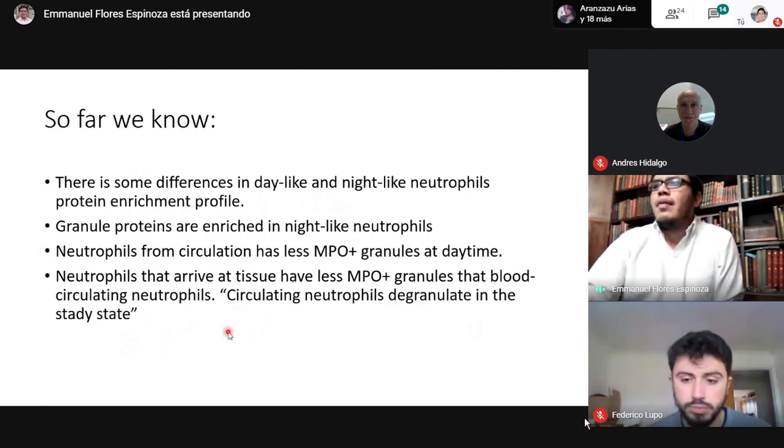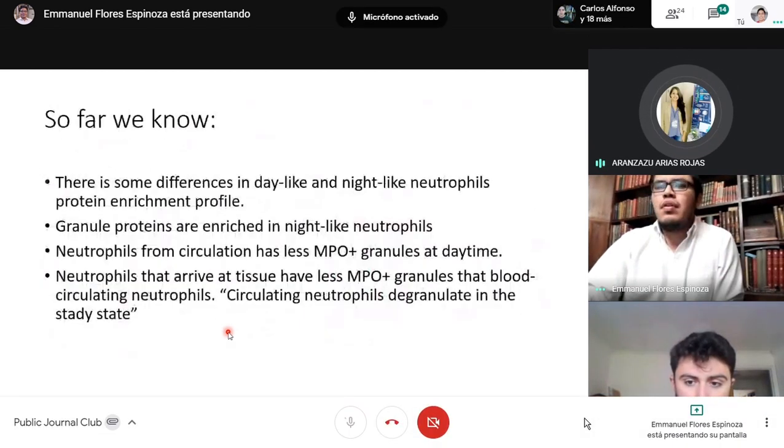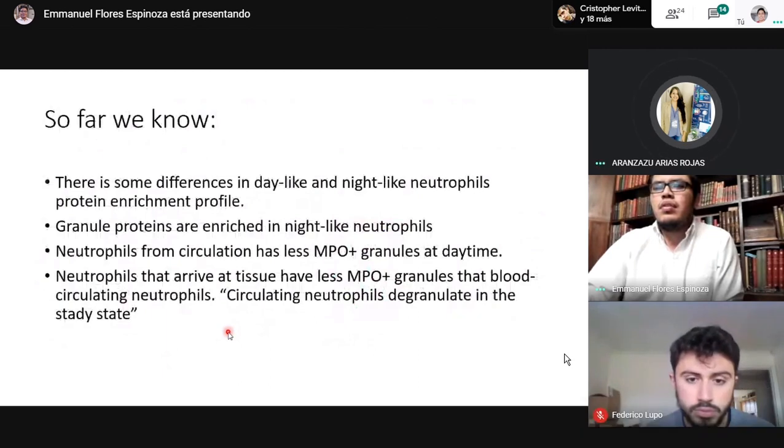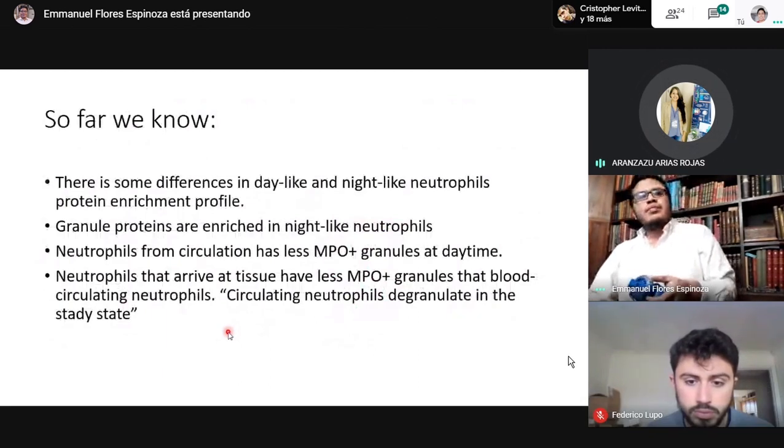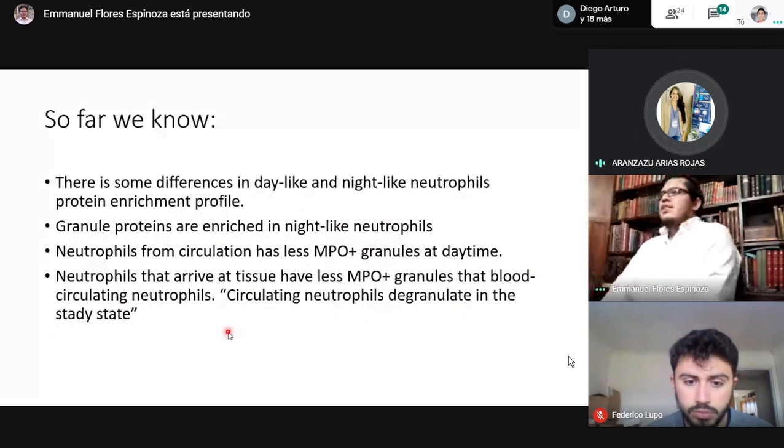So, Dr. Hidalgo, I was wondering, or Jose, if it's required to degranulate before entering the tissue. So if you block degranulation, do we still have infiltration in the tissues?